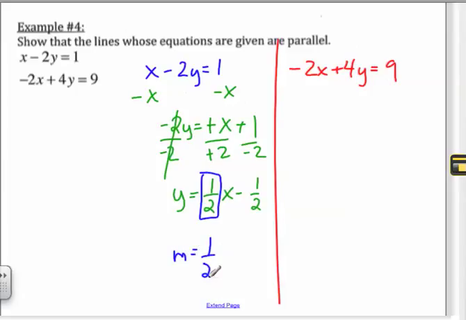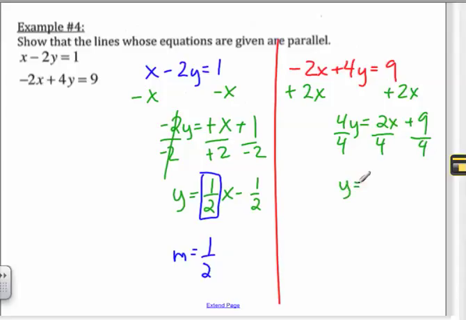Now, Tara, help me convert this red into function form. What do I do? I'm going to add 2x. Add 2x to this side, so I'm left with 4y is equal to 2x plus 9. Then what do I do? And now divide by 4. Everything gets divided by 4. And I'm going to get y is equal to what? 1/2 x plus 9 over 4.